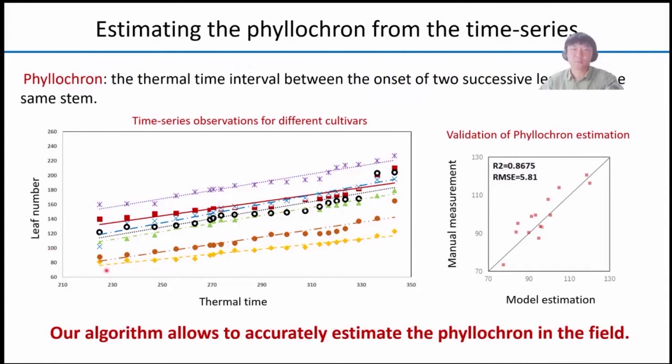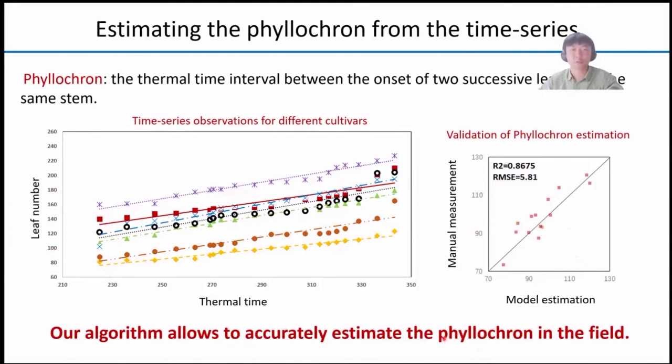We could derive the critical functional trait, phyllochron. Phyllochron is a thermal time interval between the onset of successive leaves on the same stem. It is a very important trait to characterize the growth rate or predict the phenological stage. We compared the phyllochron estimated by our algorithm and the value by manual measurement. The results are quite consistent with R squared equal to 0.87. Our algorithm allows accurate high-throughput phenotyping of phyllochron in the field.